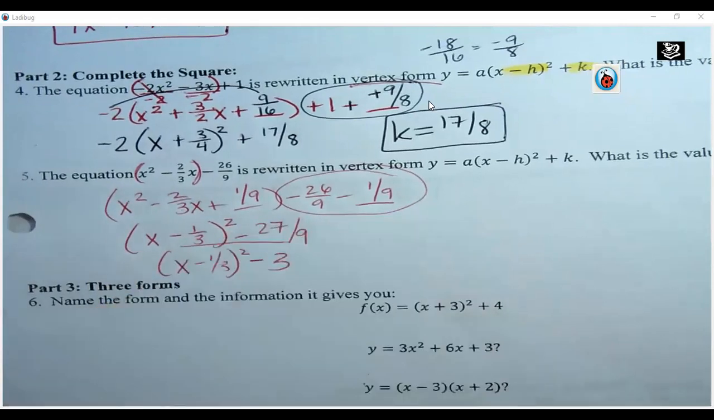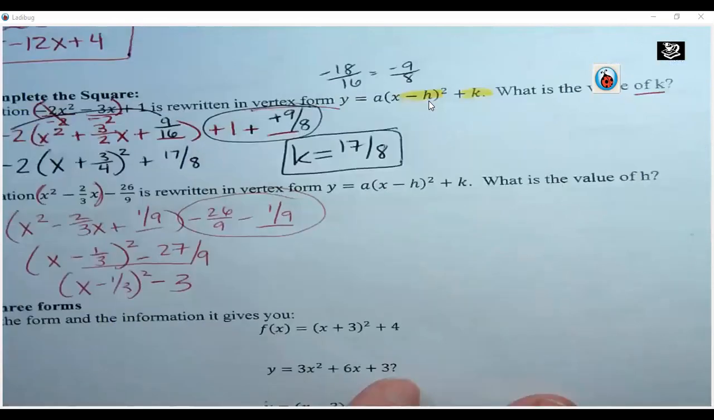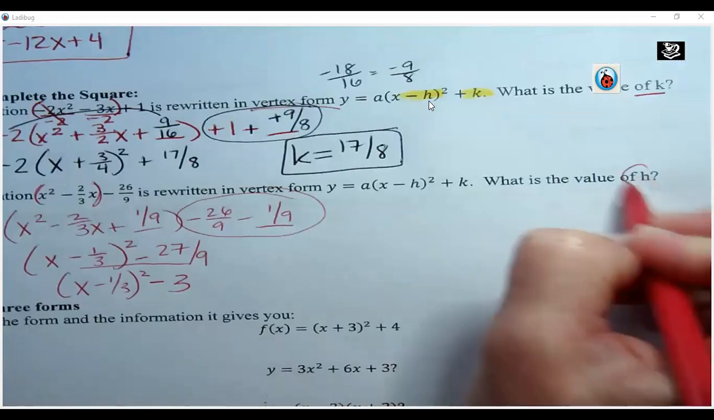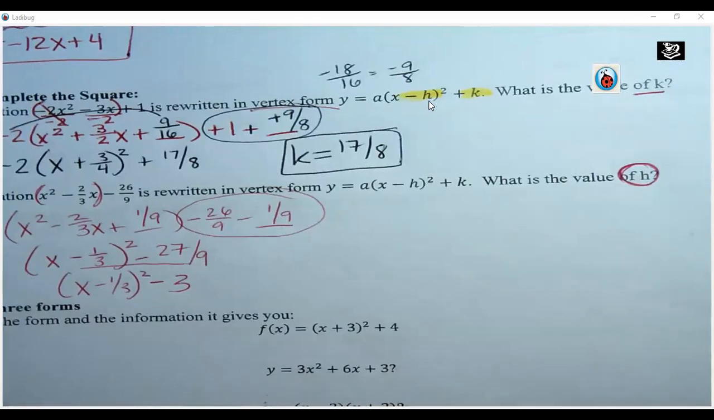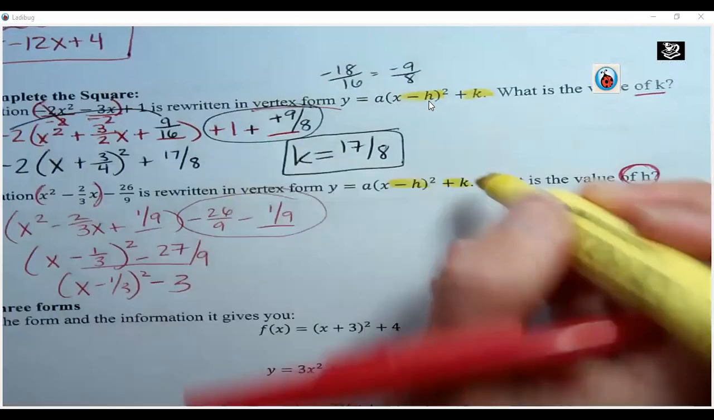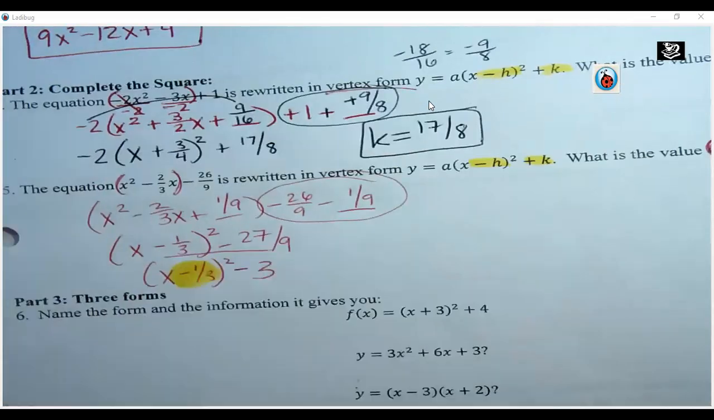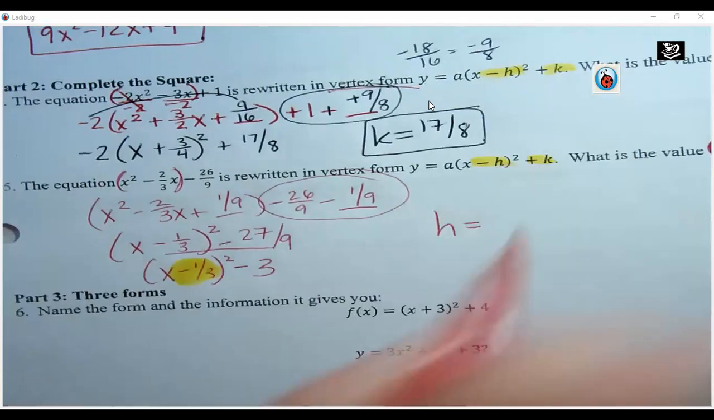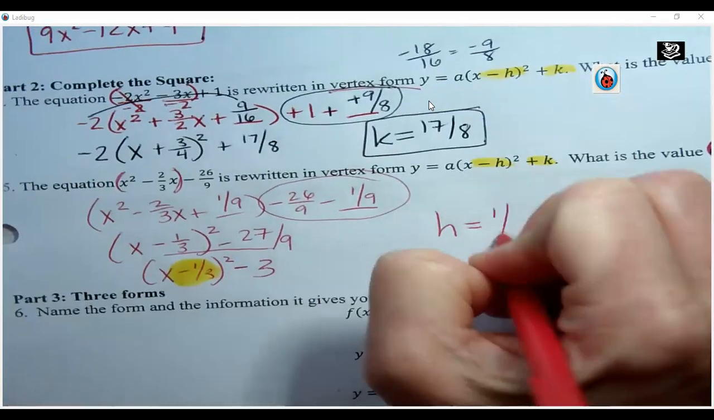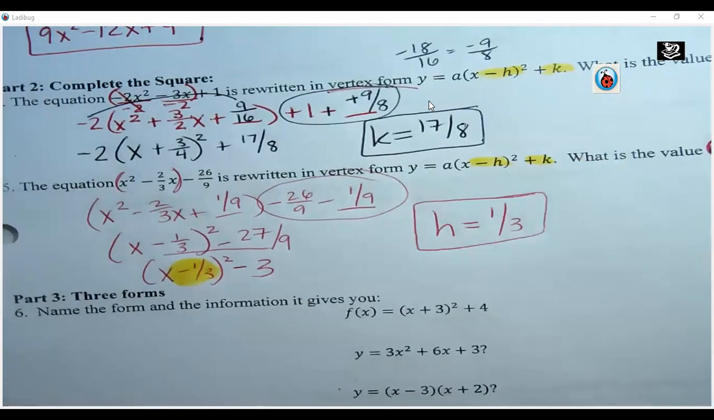All right, this one's asking for the value of h. Is h inside the parentheses or outside? Inside. What do I have to remember to do with that? Do the opposite. To the opposite side. So h is 1/3. Okay.